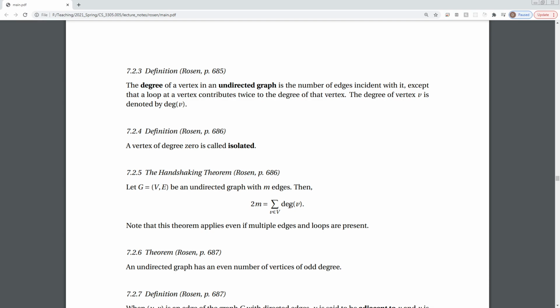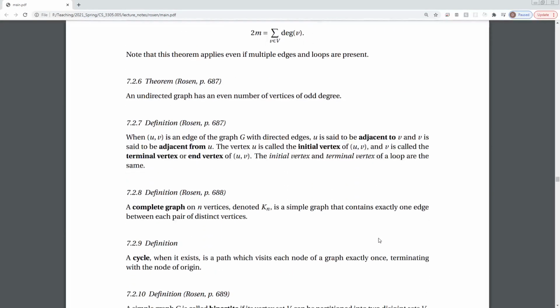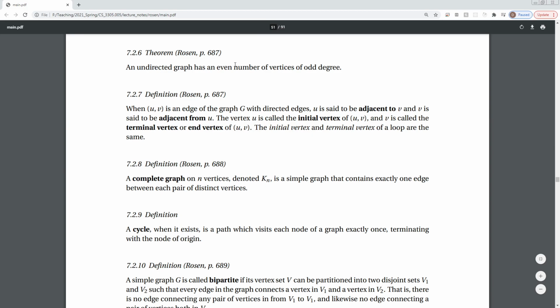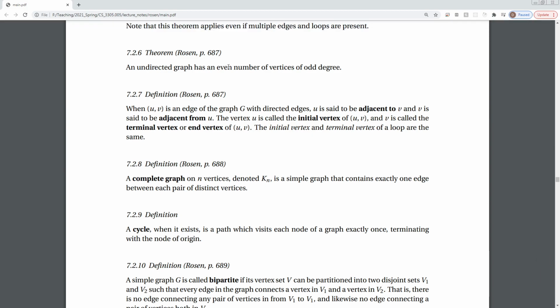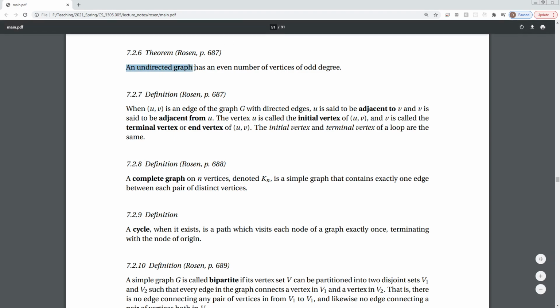But each edge has 2 endpoints essentially. And so that's all this is saying, that if there are m edges, then the sum of all of the degrees will add up to twice m. So note that this theorem applies even if multiple edges and loops are present. Even if you have the same pair of cities connected by more than 1 edge, that theorem holds. Okay. An undirected graph has an even number of vertices of odd degree.